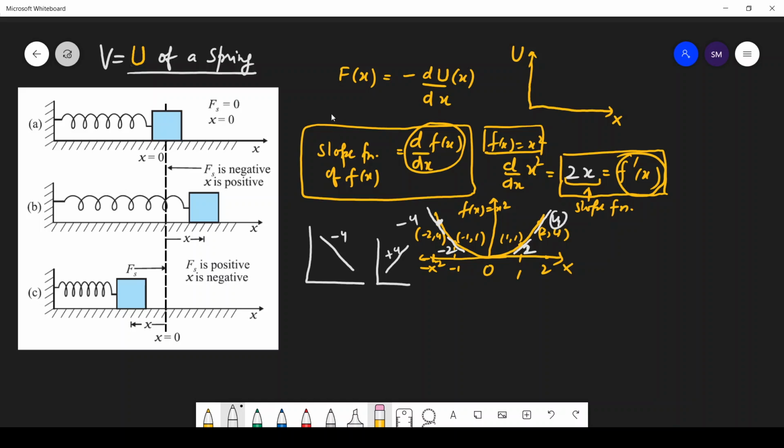So you are doing the same. You have replaced f of x with U of x. So instead of f of x, you have U of x. So you will also have a graph of U of x versus x. And so you have these graphs in your question also. Exercise question 6.3. That's the same graph you have.